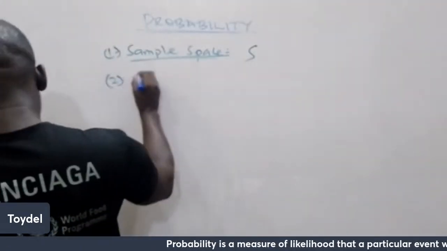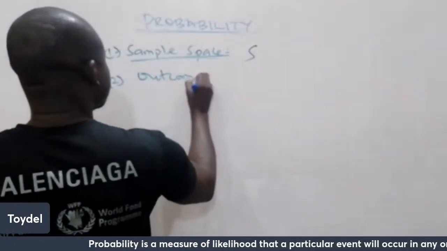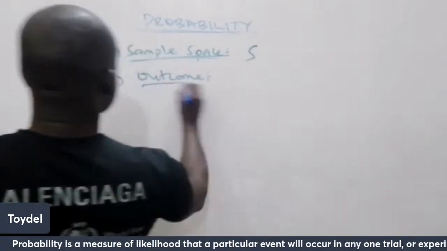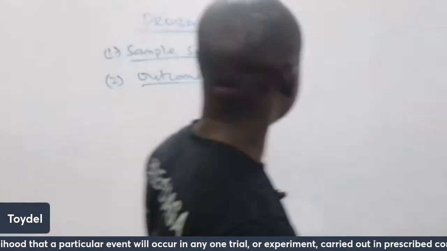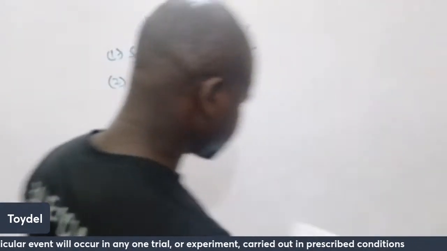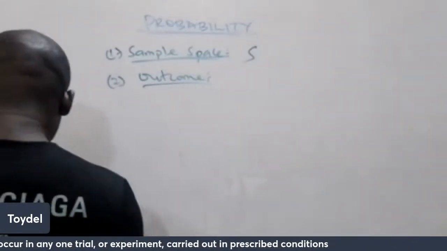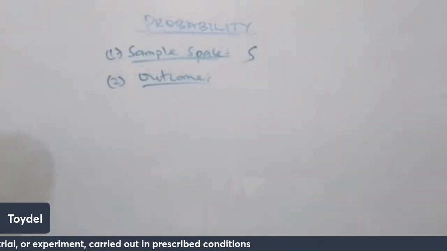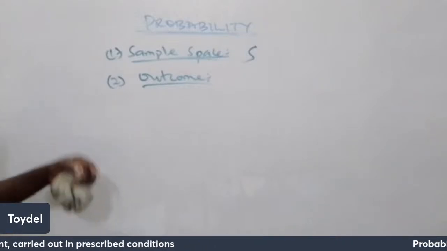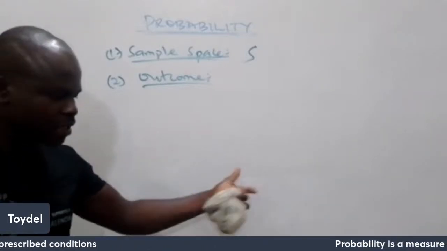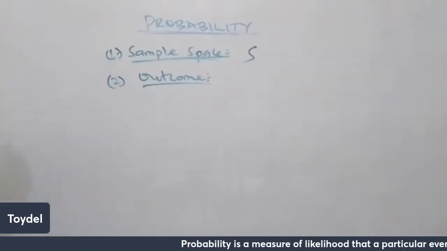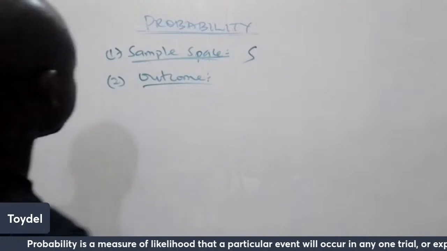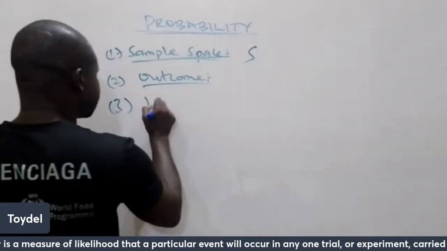Then the second one, we are talking about outcome. These are some of the terms that we use in probability. What do we actually mean by outcome? In a trial, each separate possible result is called an outcome. That is, if you are considering a particular trial or example, each separate possible result is called an outcome.